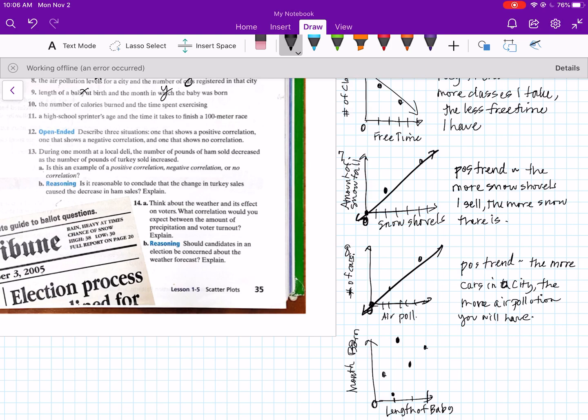Okay. Are you seeing a trend? Is there any relationship between the length of the baby and the month they were born? Probably not. So we would say no trend. You cannot compare a baby's birth month with their length.